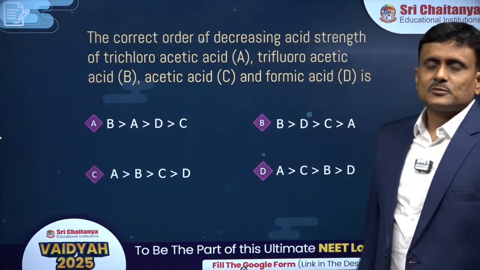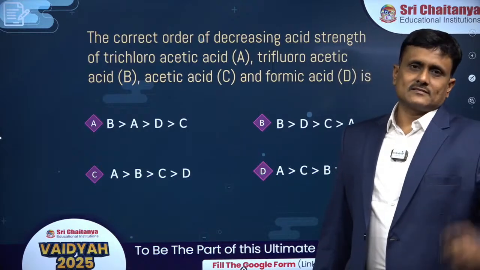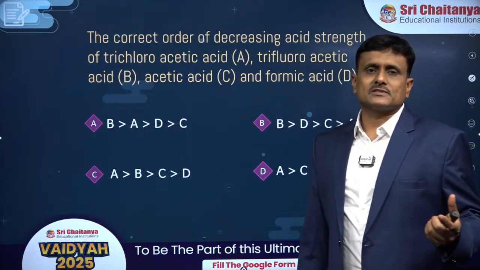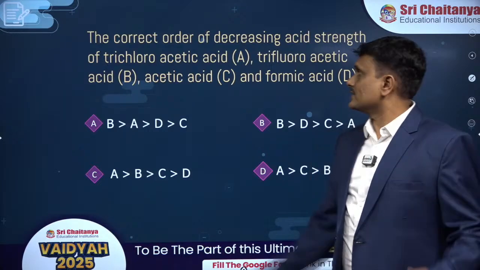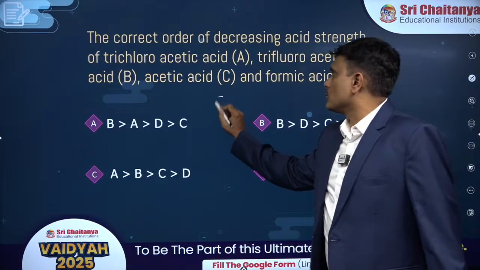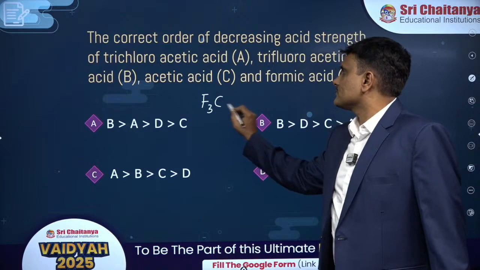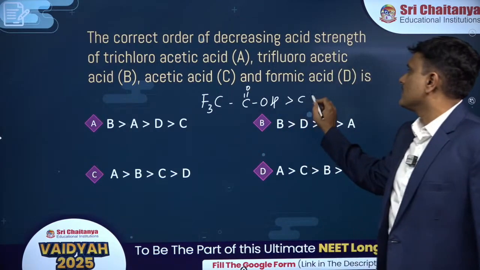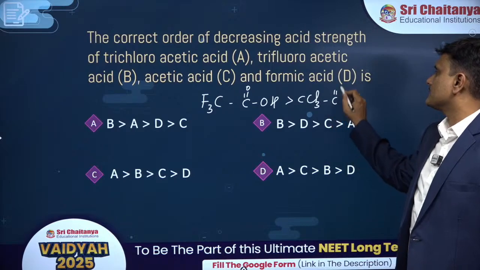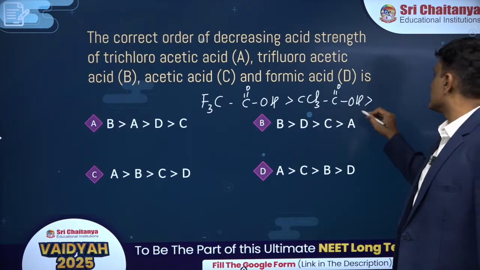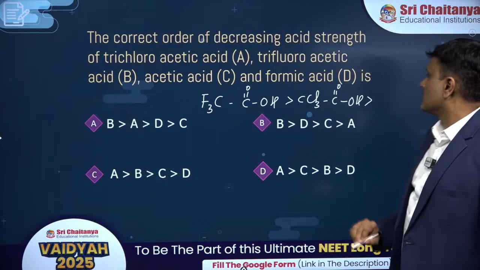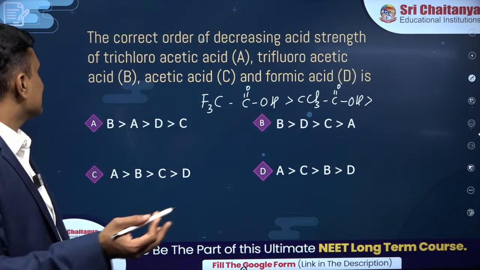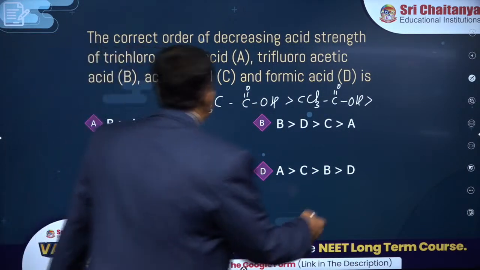Alright, now let's see this question which is based on acidic strength. An extremely easy and simple question was asked. Listen now, trifluoroacetic acid. The more the electron withdrawing group, the more the acidic strength. We have studied this many times, isn't it? What's the answer? A. Very good, superb.